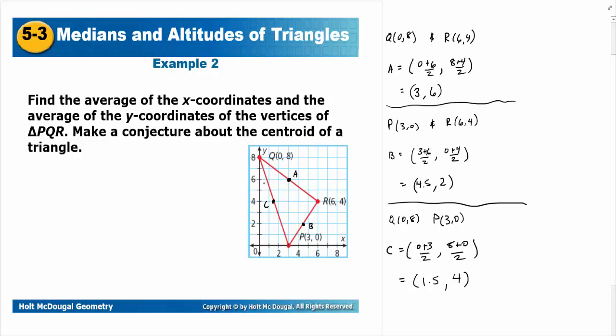Okay, so you have those, and make a conjecture about the centroid of a triangle. So again, same thing we have here. We're going to draw these centroid.